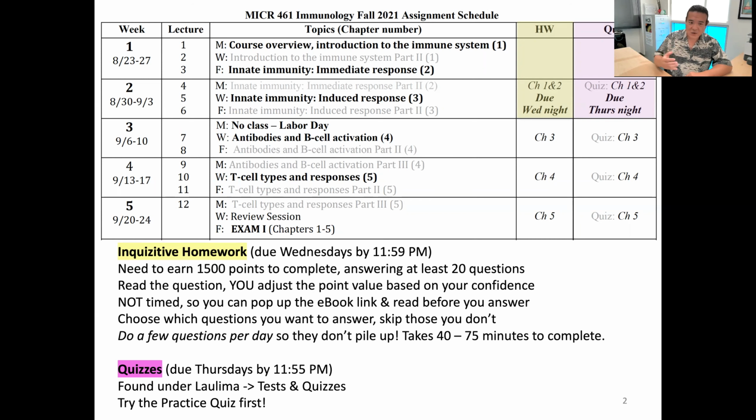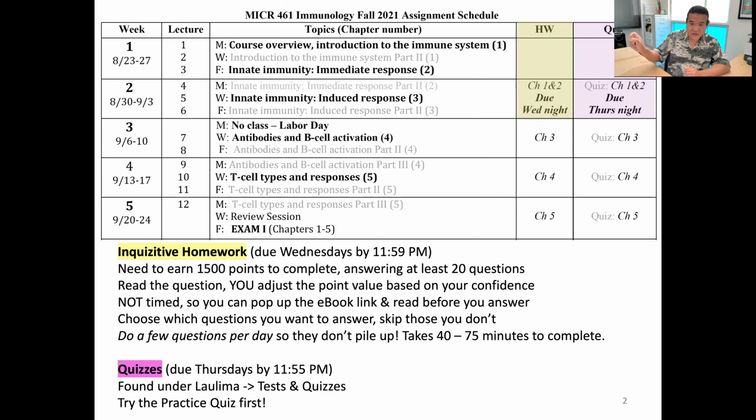When you are presented the questions, you can read the question and right away decide: do I know this? Do I feel comfortable about this? And you can adjust on the little point slider how much this question is worth. Maybe it can be worth 30 points. But if you always had the questions worth 30 points, you're going to have to answer a lot more questions in order to get up to your 1,500 point target.